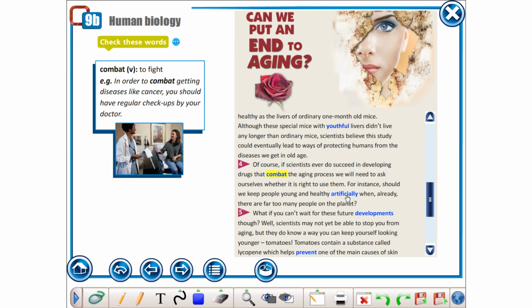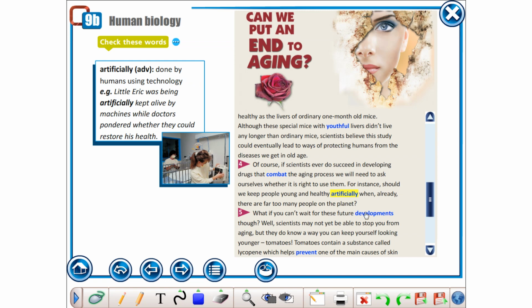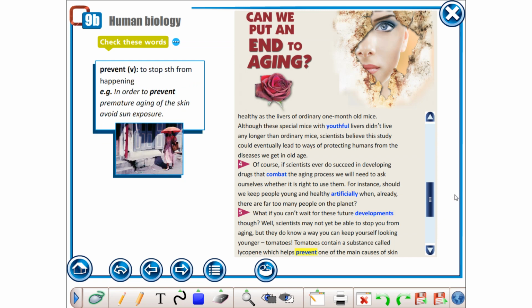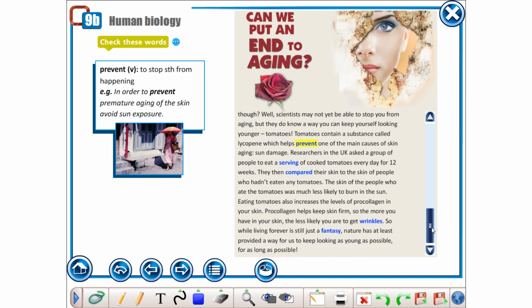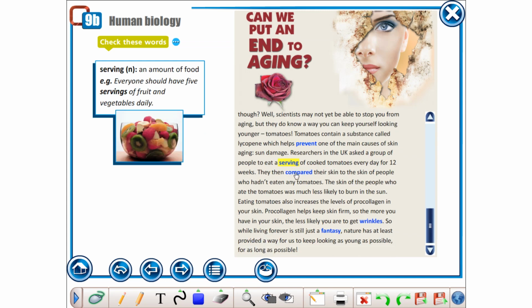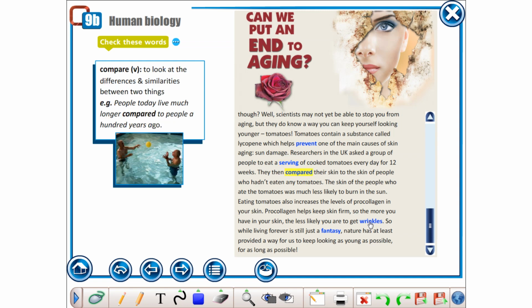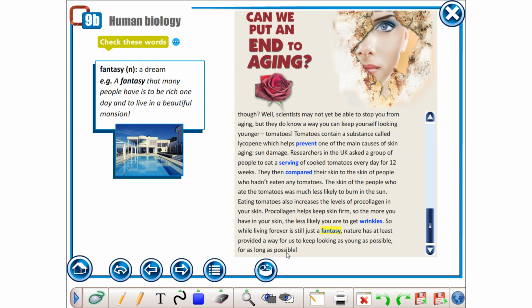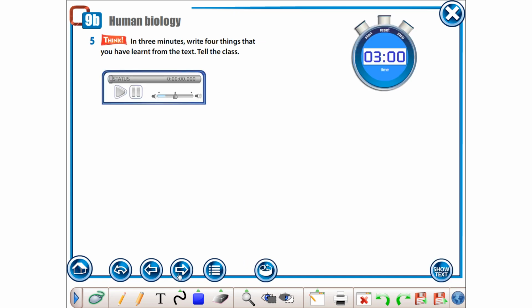Combat. Artificially. Development. Prevent. Serving. Compare. Wrinkle. Fantasy. Okay. And next exercise 5.